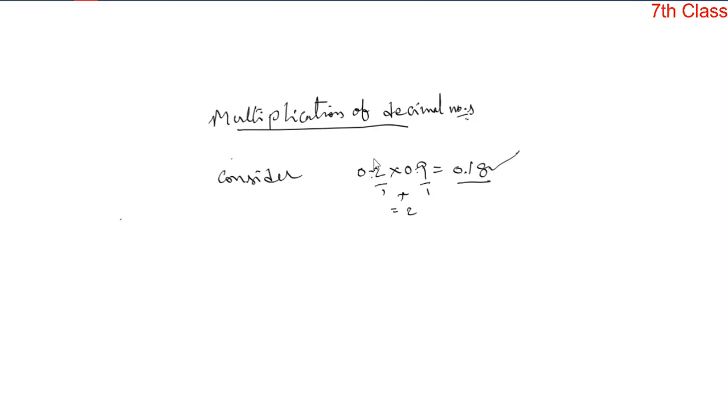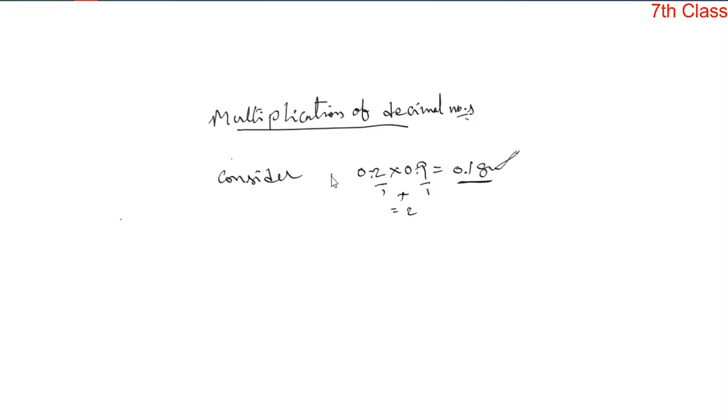0.18. Let me explain again. Here this is 0.2 and this is 0.9. While multiplying the two decimal numbers, you multiply them as whole numbers. 2 nines are 18. And then you count the number of digits in the decimal part. So 1, 2. By adding these two, 1 plus 1, 2. Now count 2 digits, 1, 2. Immediately put the decimal point. Now 0.18 is the product of these two decimal numbers.